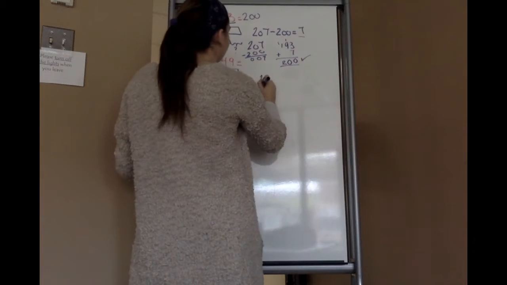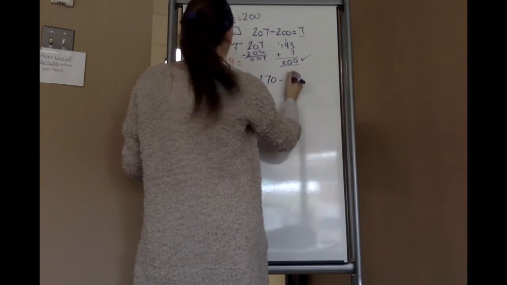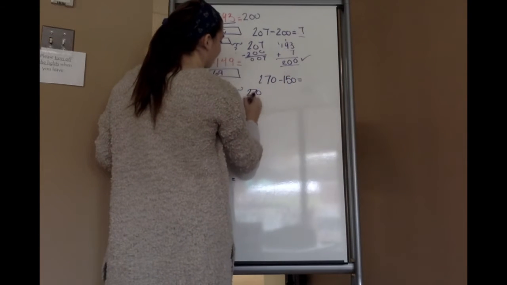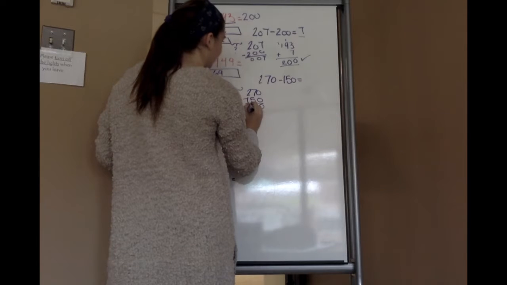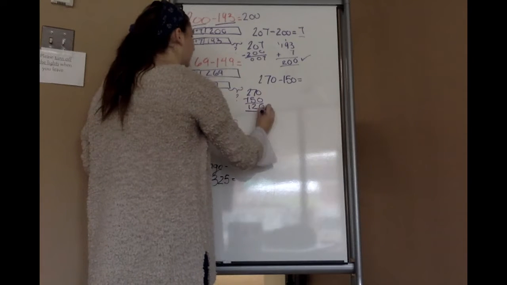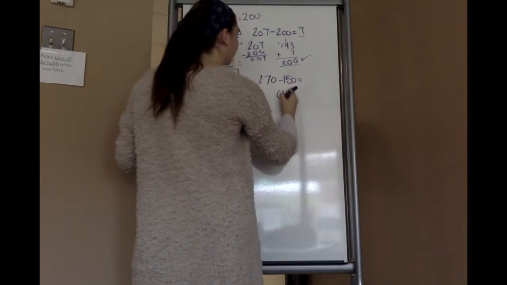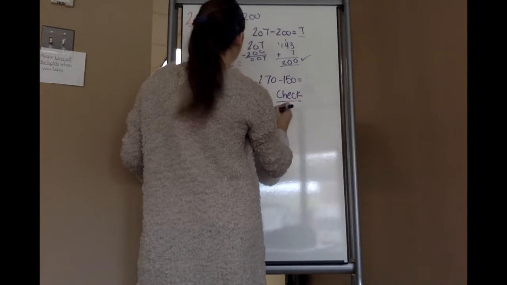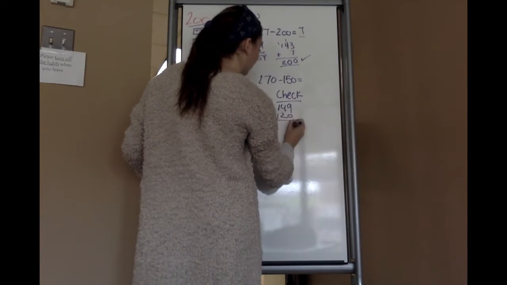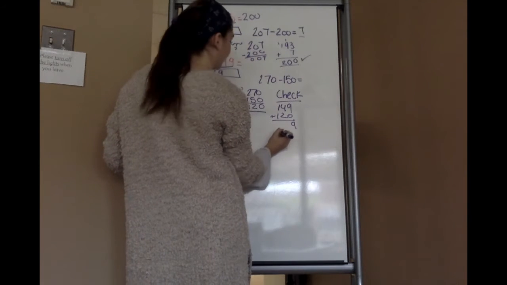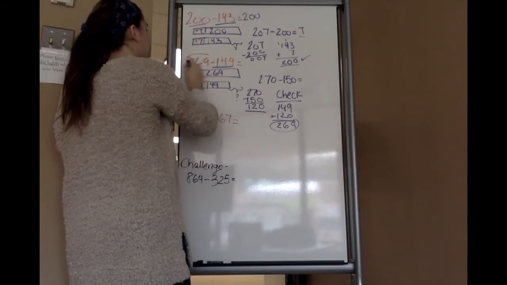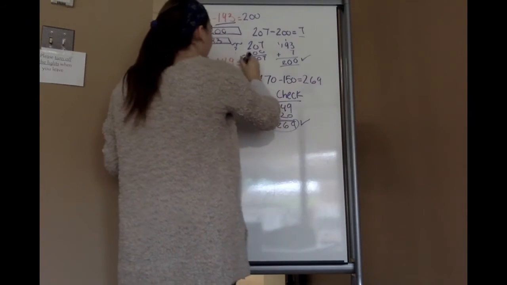So now we're going to take our new equation, write that down. And we're going to solve it. When you do the subtraction, you should get 120. Now we're going to check it. And we're going to take our 120 and add it to 149. And you're going to get 269. You see that it matches our first number, so that problem checks out. Then you go and you write your answer in the new equation and in the original equation.